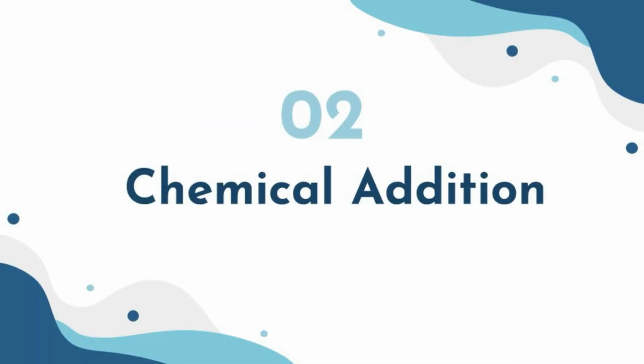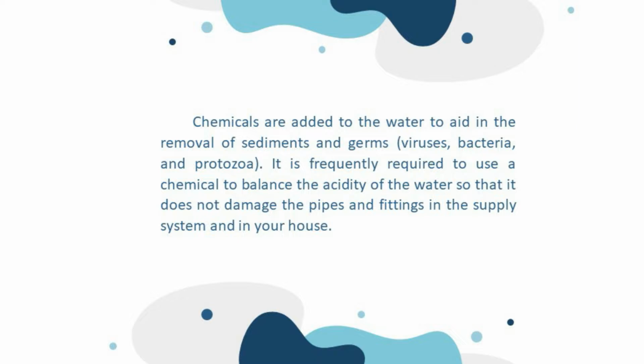Step 2. Chemical addition. Chemicals are added to the water to aid in the removal of sediments and germs such as viruses, bacteria, and protozoa. It is frequently required to use a chemical to balance the acidity of the water so that it does not damage the pipes and fittings in the supply system and in your house.